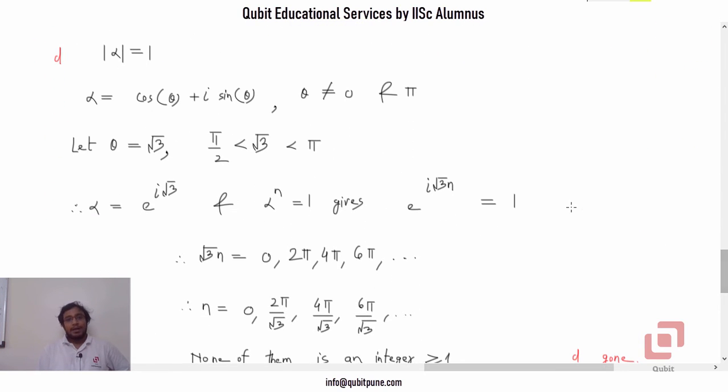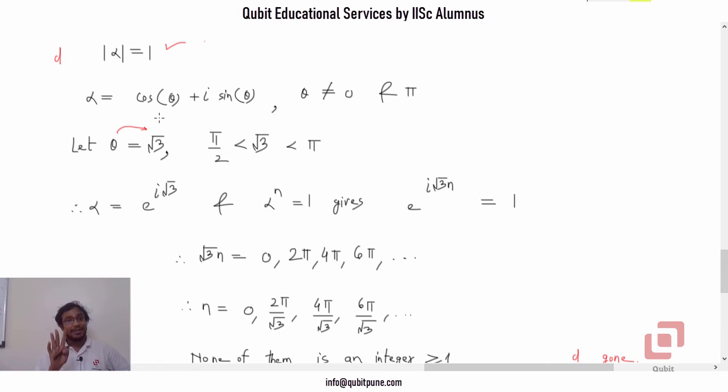So we are given that mod alpha is 1. Because mod alpha is 1, we can say that alpha is cos theta plus i sin theta, excluding those values of theta for which the imaginary part of alpha becomes 0. But that is going to matter very little to us. Alright, suppose I take theta to be root 3.